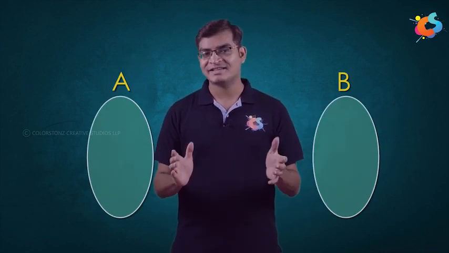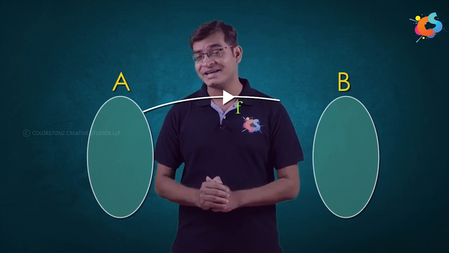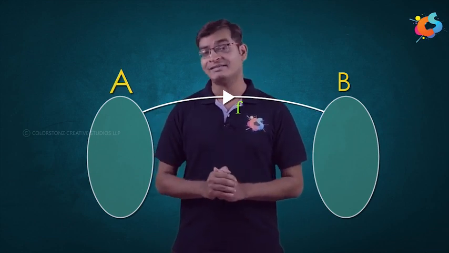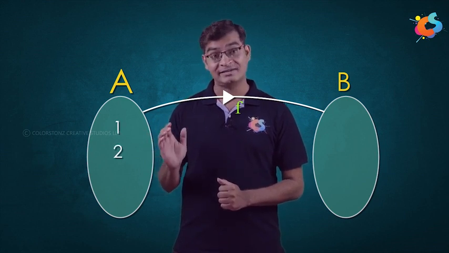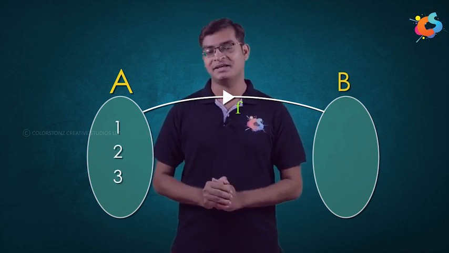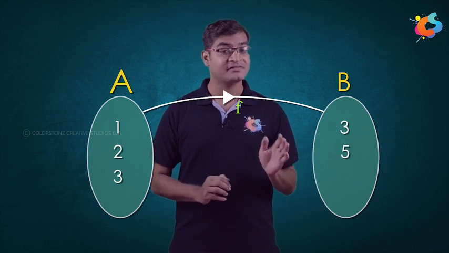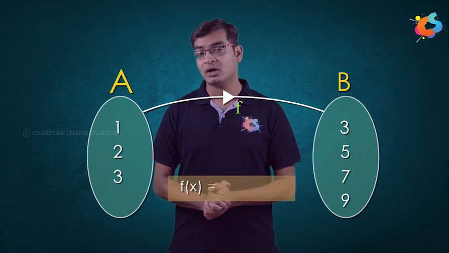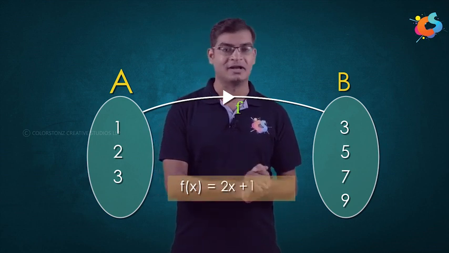Now let us take a mathematical example. Let's say f is a mapping from set A to set B. Let us take some elements in set A, and they are 1, 2 and 3. Elements in set B are 3, 5, 7 and 9. Let us say f of x is equal to 2x plus 1.